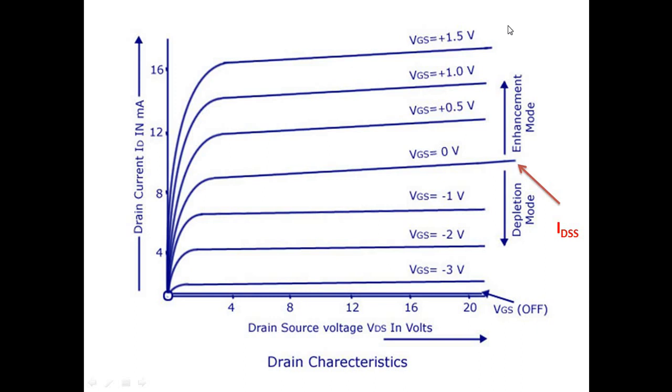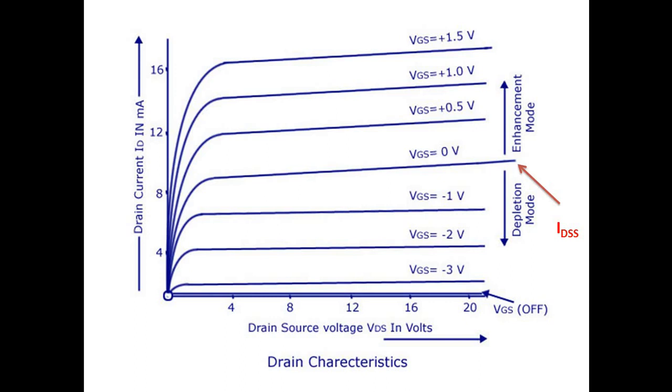So for positive values of VGS, the device acts in an enhancement mode where the current enhances and it attracts more and more electrons into the channel to increase the current. On the other hand, for negative values of VGS, it acts in a depletion mode and it squeezes down the channel gradually and finally chokes the channel completely at VGS off.